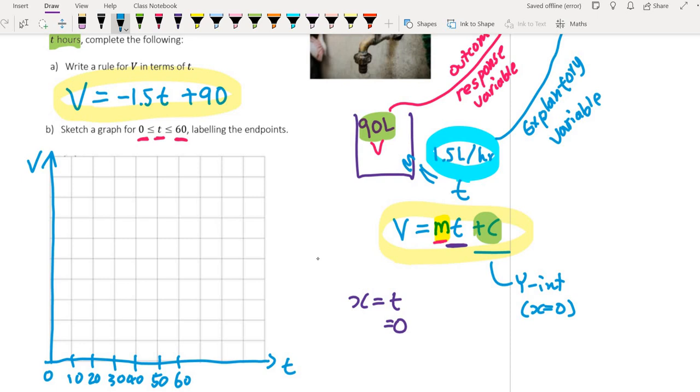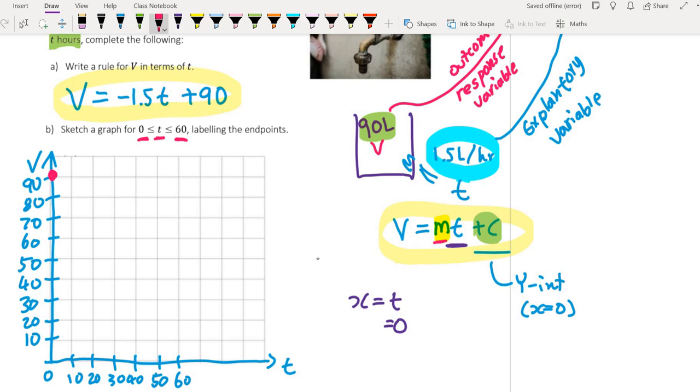And then for V, we know the highest it's going to be is 90. 2, 3, 4, 5, 6, 7, 8, 9. That's enough. So 90 here, 10 here. So it's going up by 10 every time. We know the y-intercept is at 90, so it's going to start at 90.